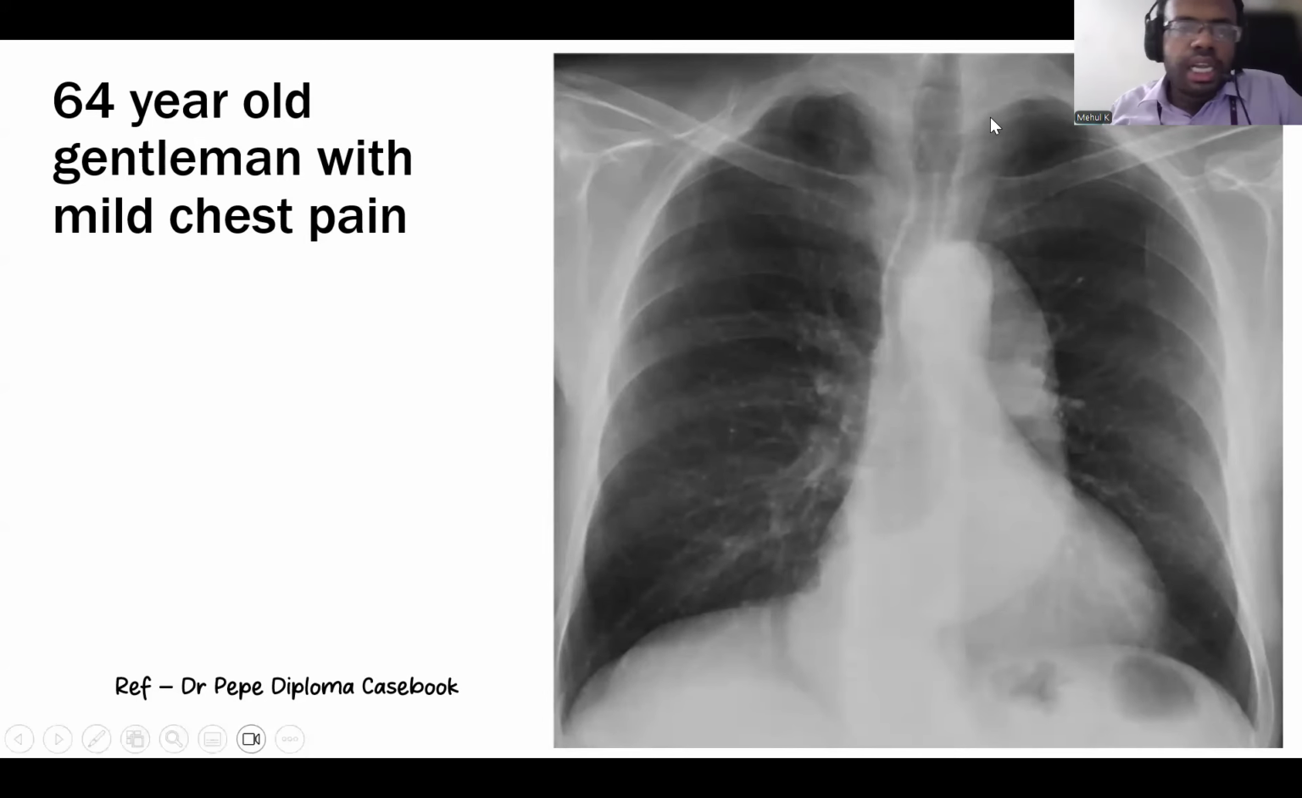So this is a patient, a 64-year-old gentleman coming with mild chest pain. Can someone mention what the findings are on this X-ray? Please type it out in the chat box, or you can just unmute yourself and say what is abnormal on this X-ray. What do you think is abnormal? Loss of AP window.